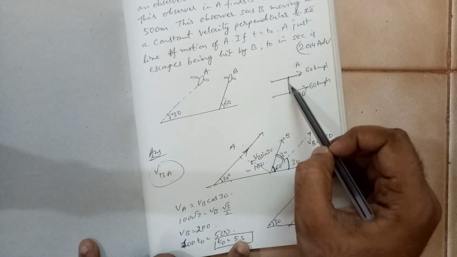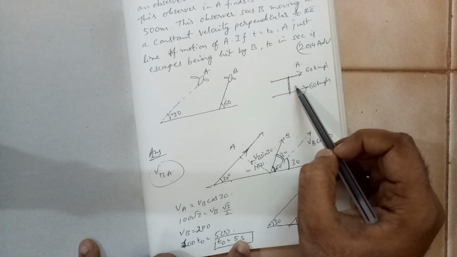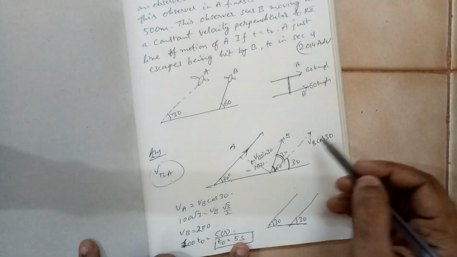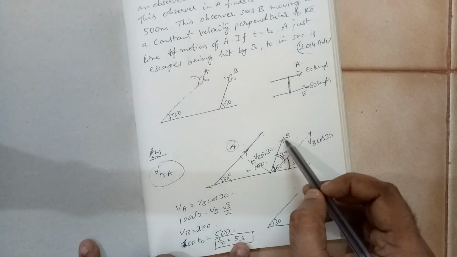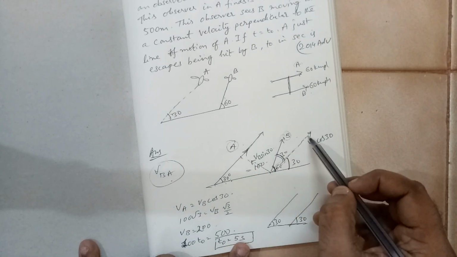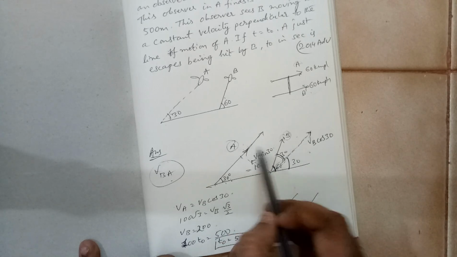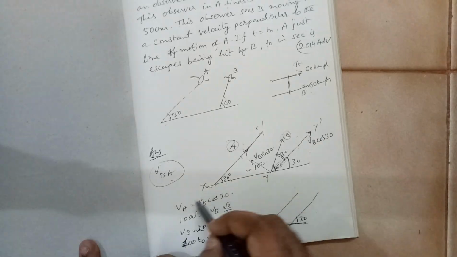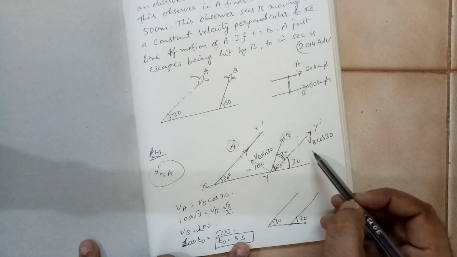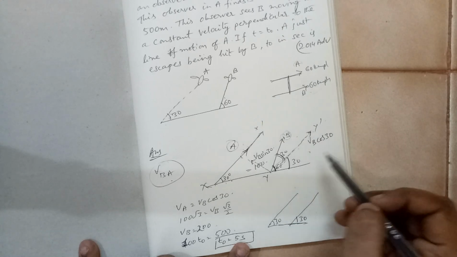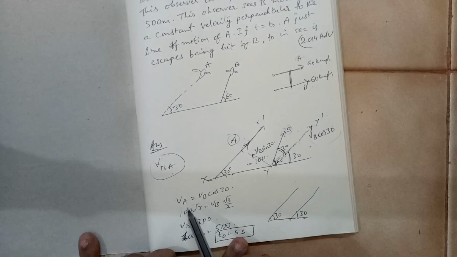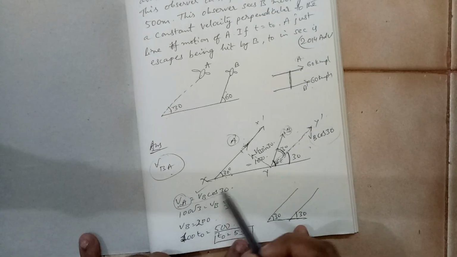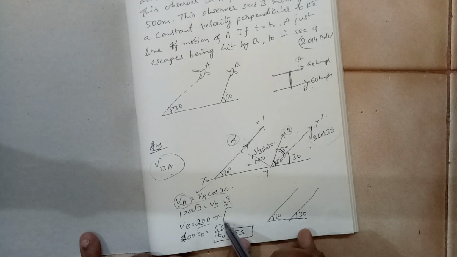Then if you draw a perpendicular from A, it will be possible only when both velocities are equal. So that means VA and the component of VB in this direction must be equal. In this parallel, that is x dash and y dash are parallel. So VA is equal to the component in y dash. The y dash component is VB cos 30. So these two are equal. VA is given, we can work out VB. So VB is 200 meter per second.